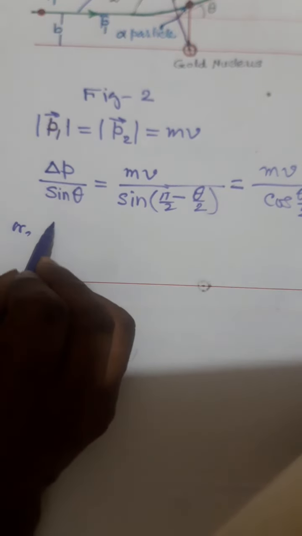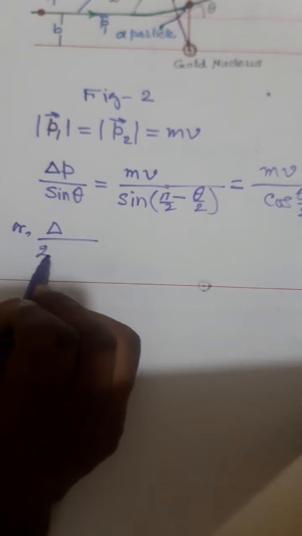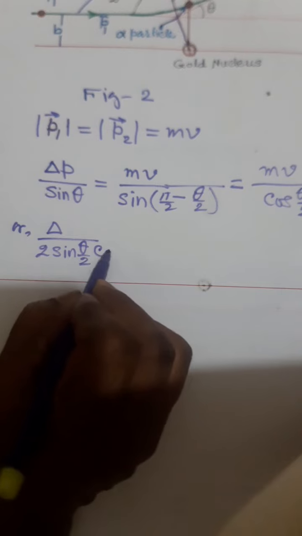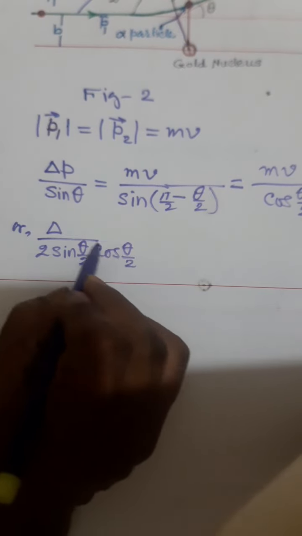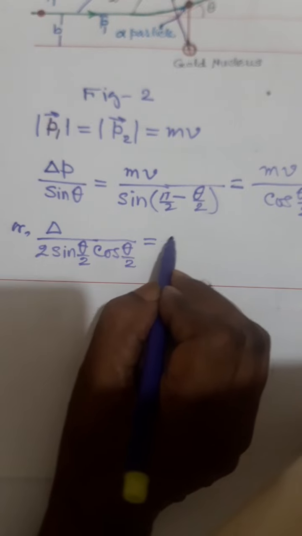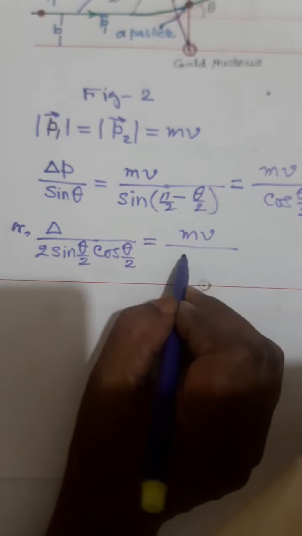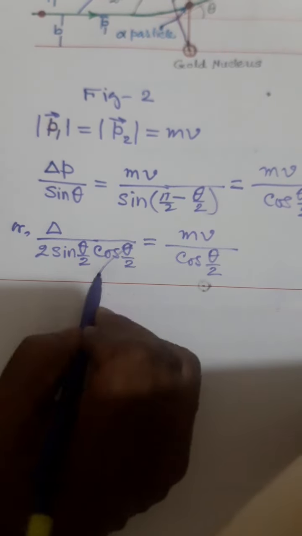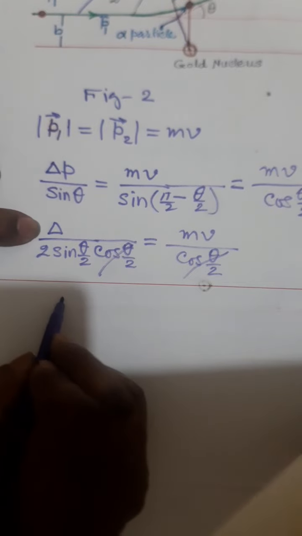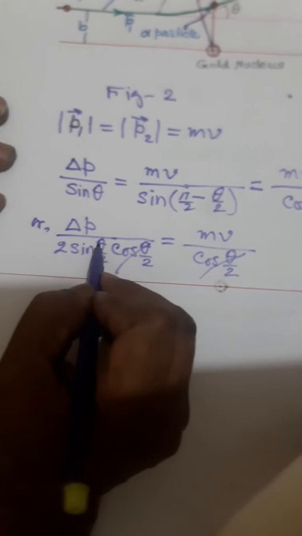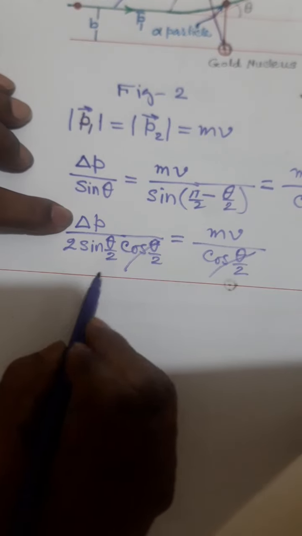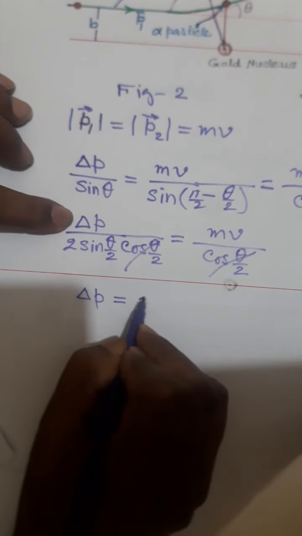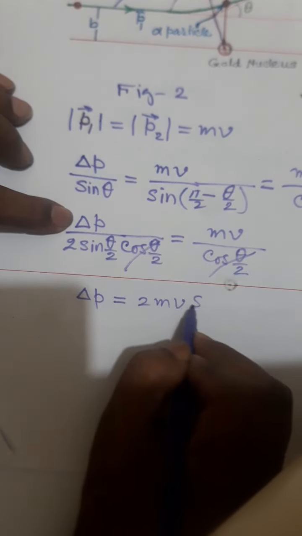Or delta p divided by 2 sin theta by 2 cos theta by 2 equal to mv divided by cos theta by 2. So delta p equal to twice mv sin theta by 2.